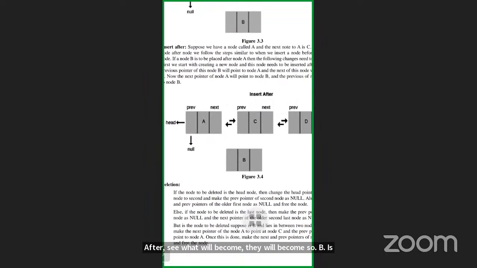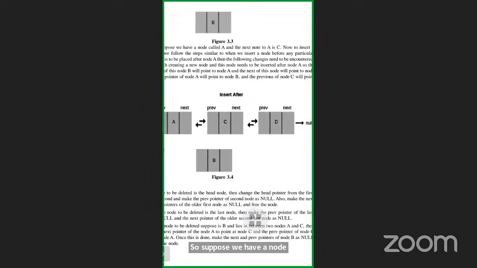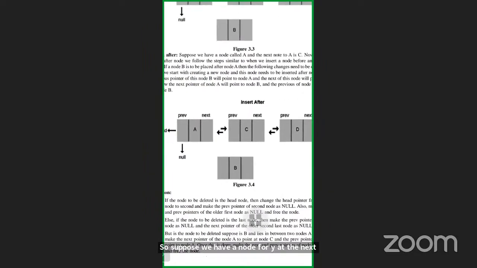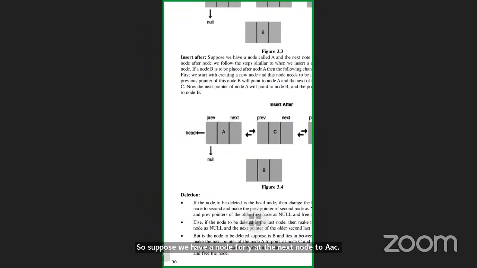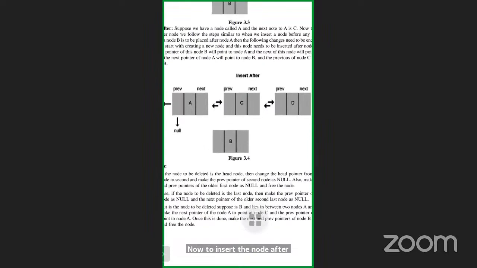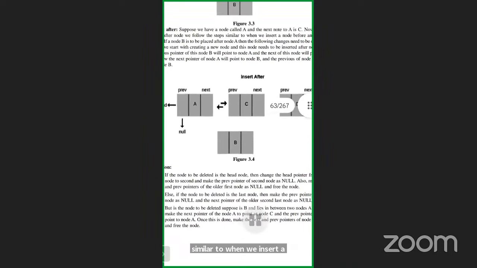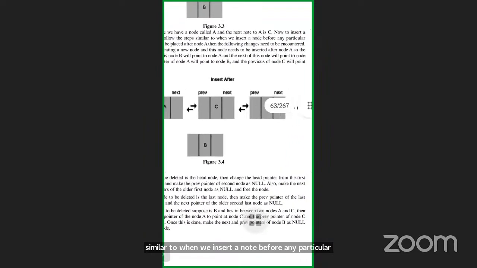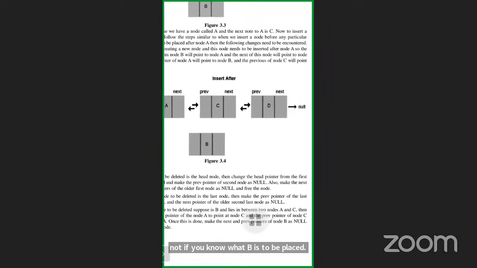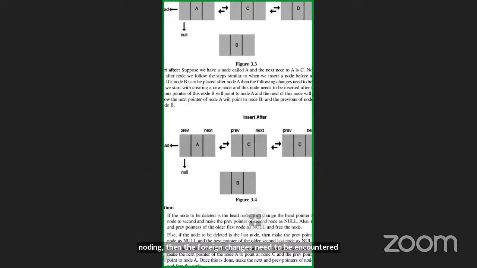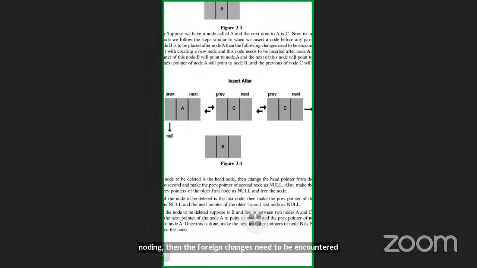Suppose we have a node called A, and the next node to A is C. Now to insert a node after a node, we follow steps similar to inserting a node before any particular node. If a node B is to be placed after node A, then the following changes need to be made. In the earlier case C came in, but if we want to insert B, some changes come. First we start by creating a new node, and this node needs to be inserted after node A.